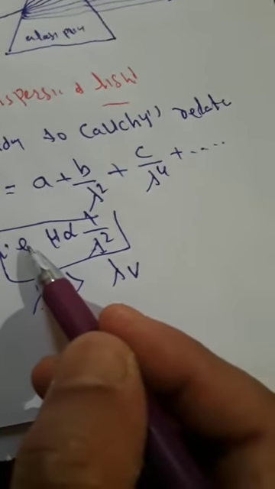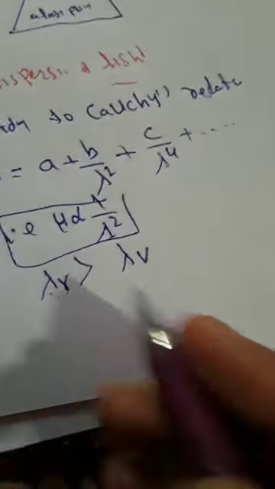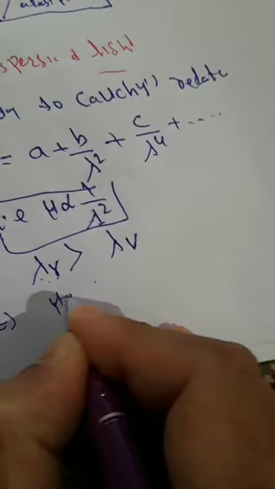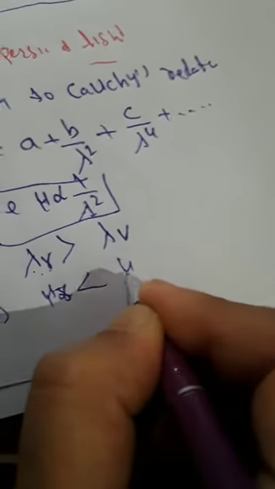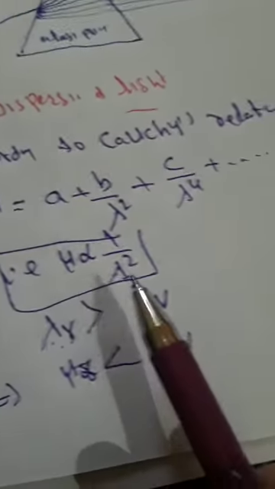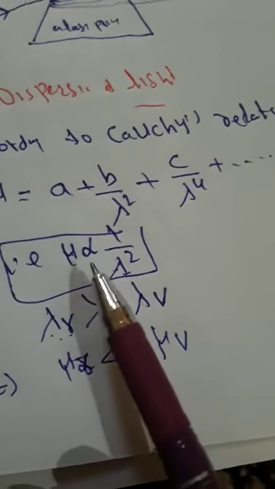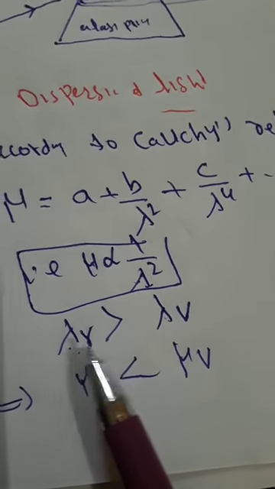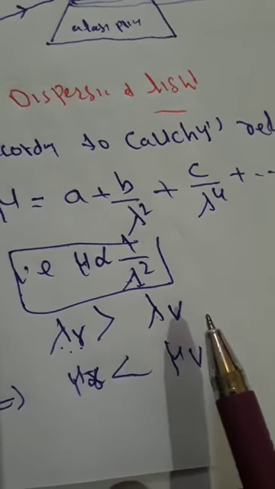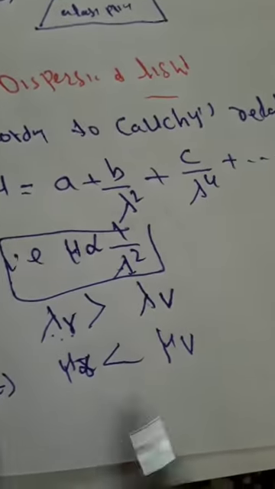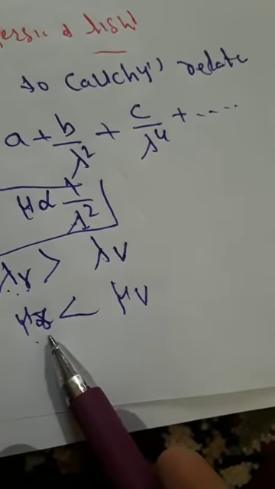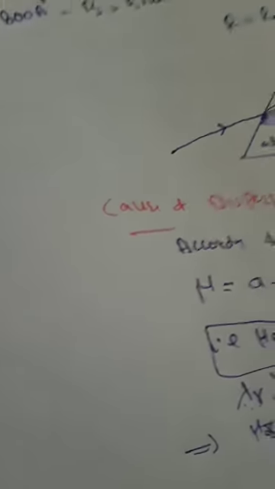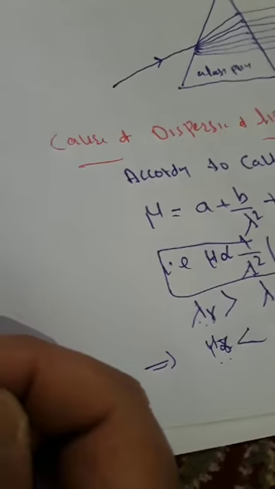We can say refractive index of red is less than violet, which implies refractive index of red is less than refractive index of violet, because from this relation there is an inverse relation between the refractive index and the wavelength here. We know that the wavelength of red is greater than that of violet, but they have an inverse relation, which indicates refractive index of red is less than refractive index of violet. If we have already derived the relation, mu for red is less.